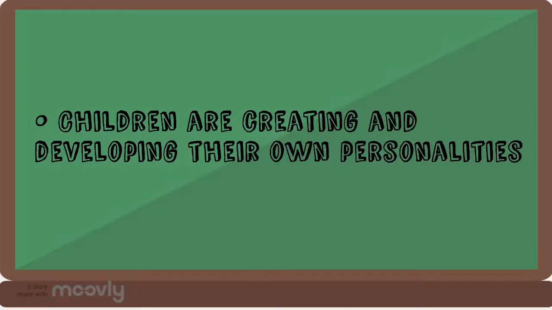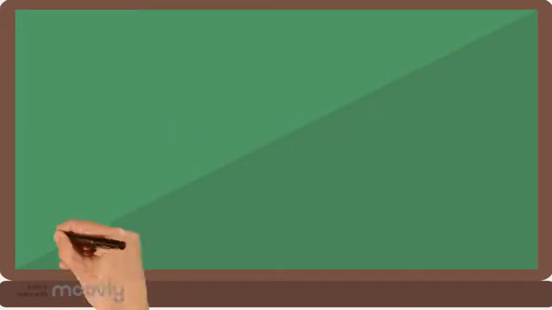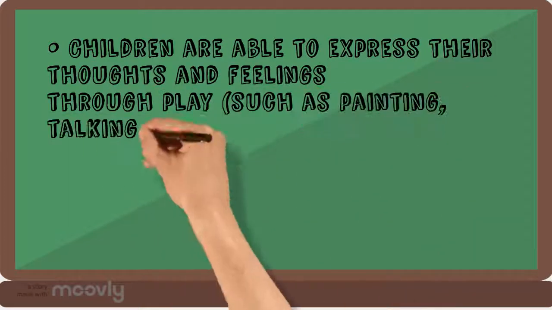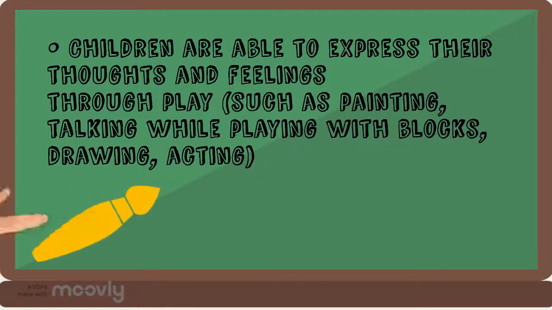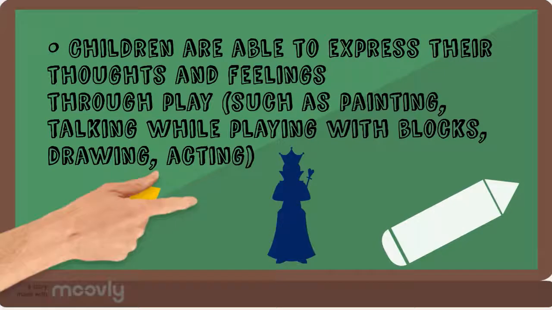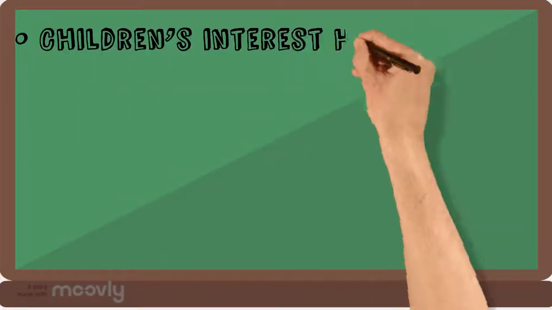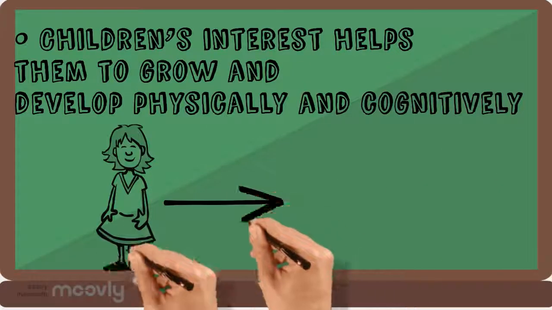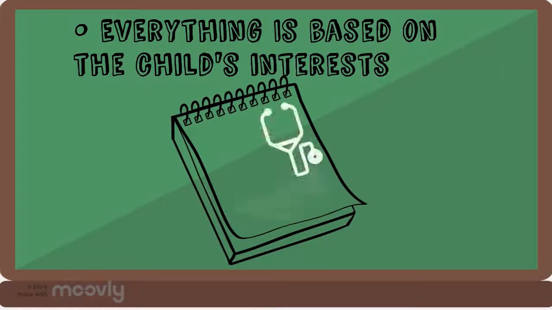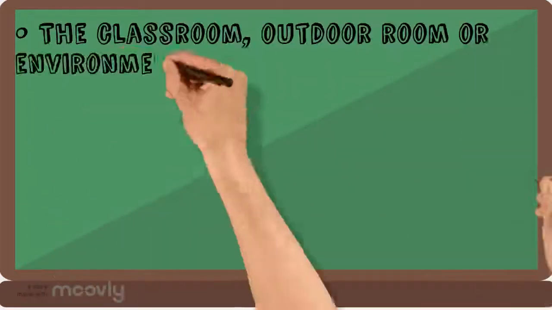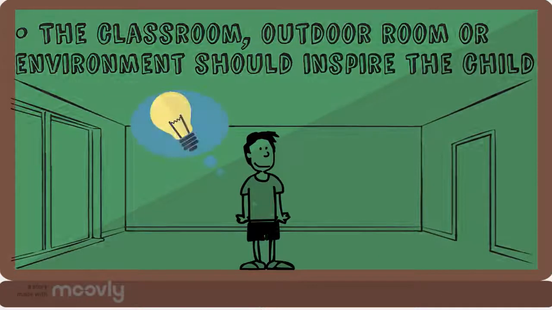First being, children are creating and developing their own personalities. Second, children are able to express their thoughts and feelings through play, such as painting, talking while playing with blocks, drawing, acting. Third, children's interest helps them grow and develop physically and cognitively. Fourth, everything is based on the child's interest. And fifth, the classroom, outdoor room, or environment should inspire the child.